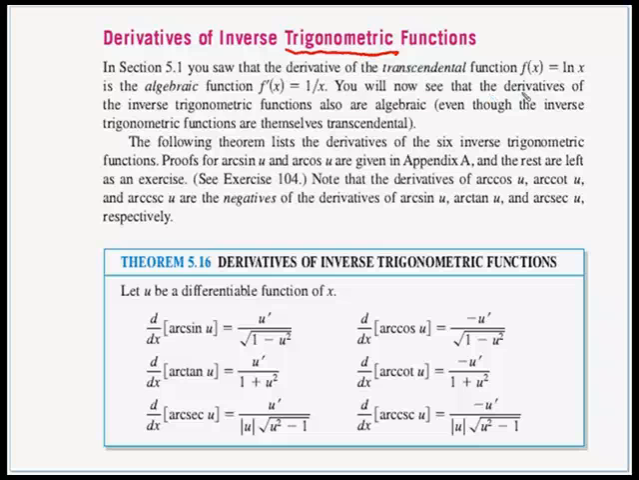You will now see that the derivatives of the inverse trig functions are also algebraic, even though the inverse trig functions themselves are transcendentals. So the following theorem lists the derivatives of the 6 inverse trig functions. Proofs for the arcsine of u and arccos of u are shown in Appendix A. The rest are left as an exercise in the book. Note that the derivatives of the arccos, arccotan, and arccosecant are the negatives of the derivatives of arcsine, arctan, and arcsecant. And that's easy to see here in the theorem box.